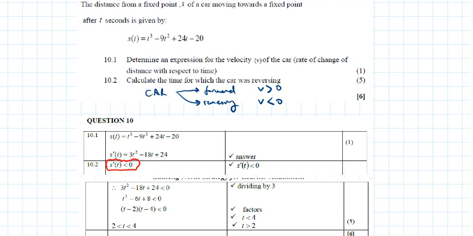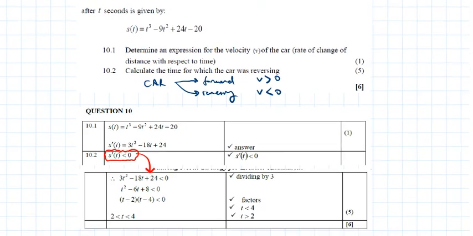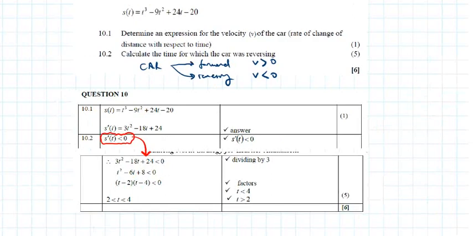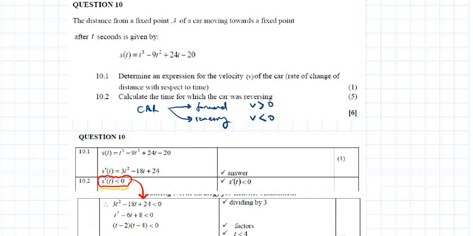So the question becomes solving a quadratic inequality. Just find the critical values. It's like a first question in algebra. But the most important part is to understand what reversing means. Reversing means velocity must be negative, which means the first derivative of the given displacement function is negative. Then the rest wouldn't be a problem if you understand that part.